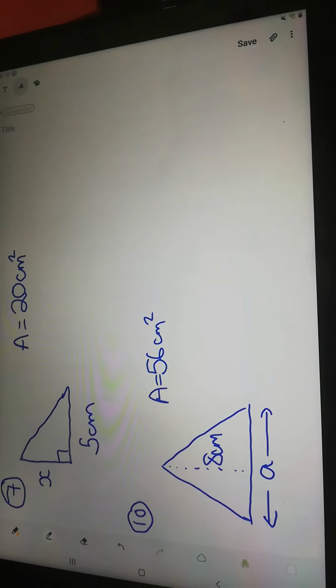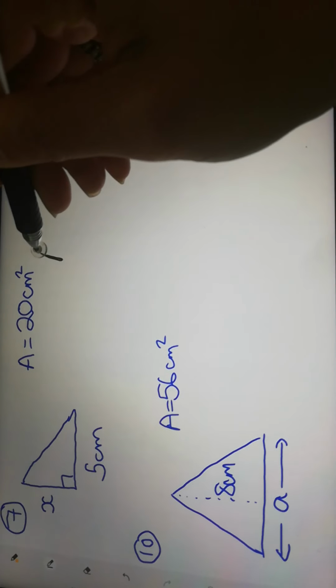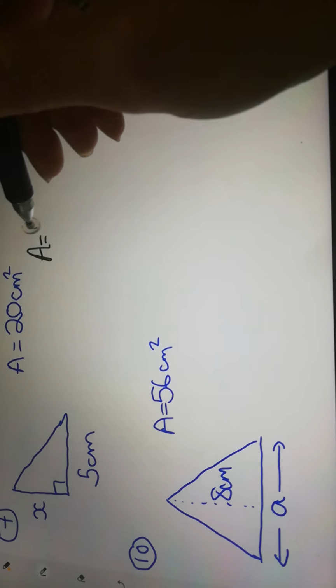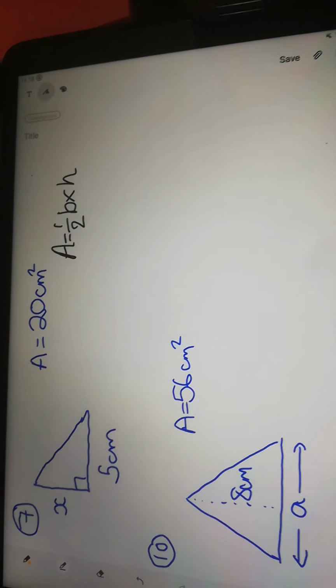Okay, so in maths I always tell you, write down what you know. What have we been learning this week? We've been learning that the area of a triangle is half the base times the height. So let's write that down first of all.